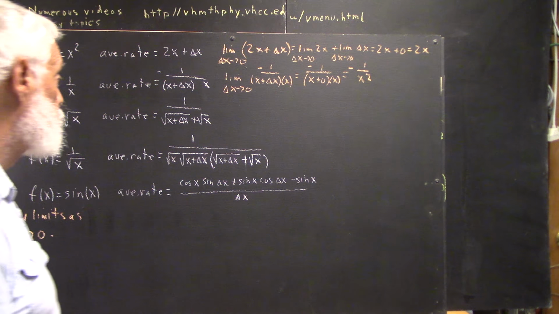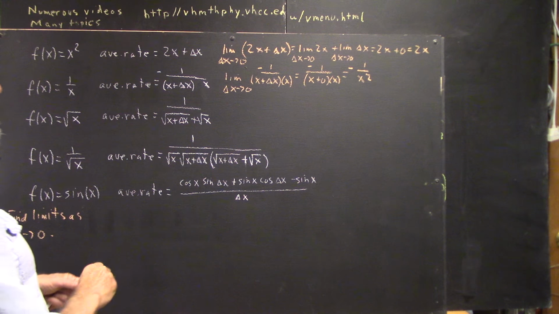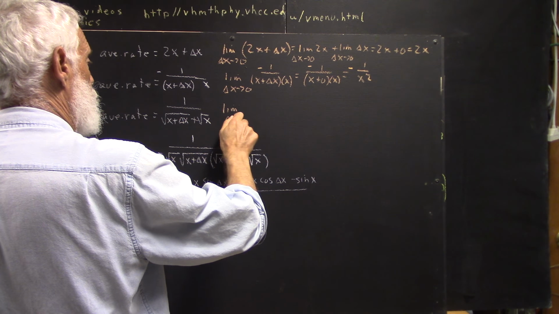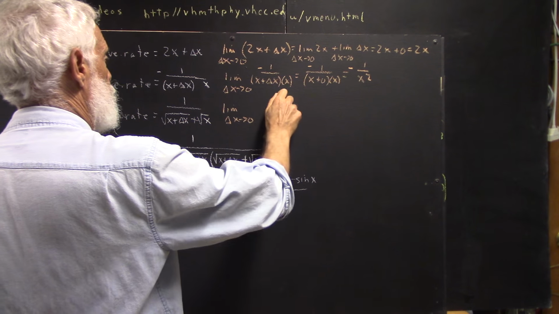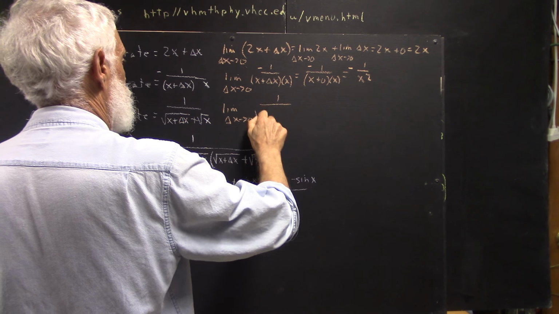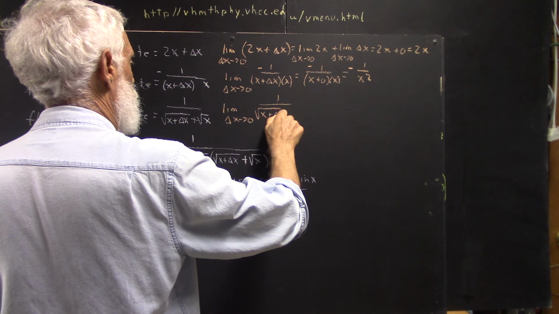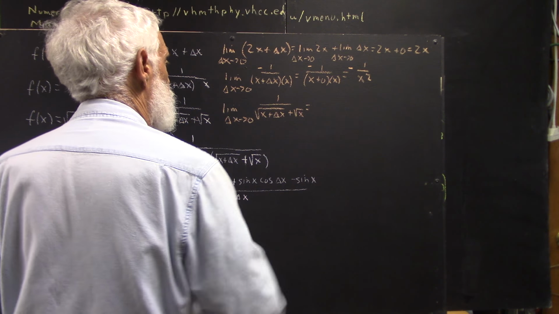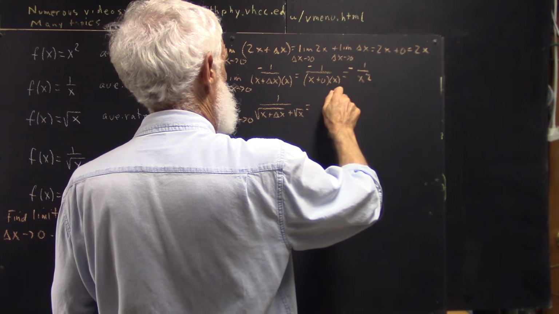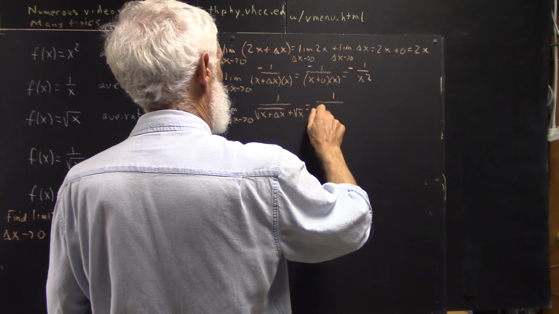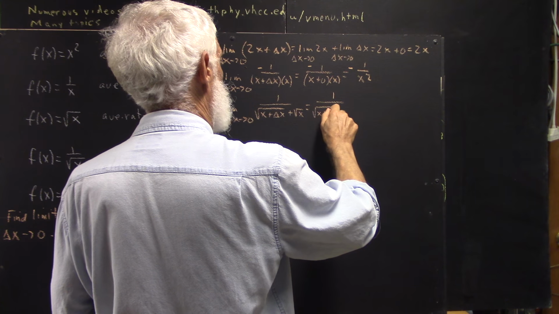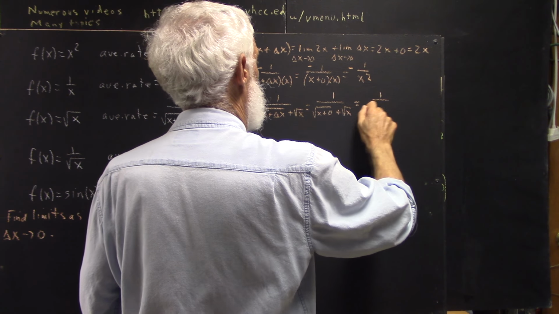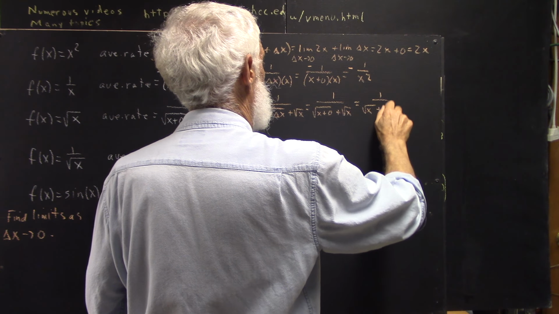Okay, so the limit as delta x goes to 0 of 1 over the square root of x plus delta x plus the square root of x equals 1 over the square root of x plus 0 plus the square root of x, which equals 1 over the square root of x plus the square root of x.